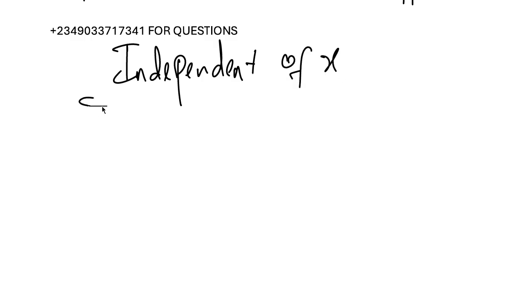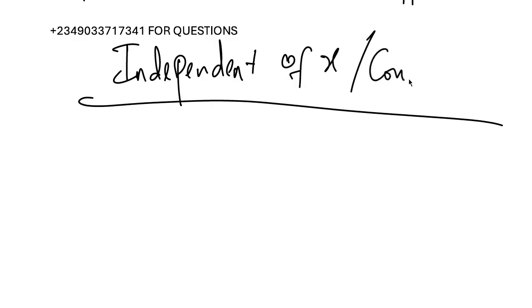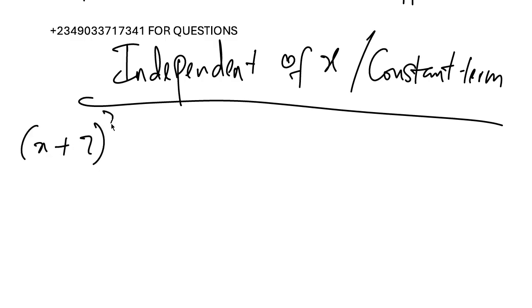If they don't say independent of x, what you see is a constant term. You find out that sometimes you expand something and you see that there's a term that does not have x in it. For example, if I tell you to expand (x + 2) all squared, what will it give you?